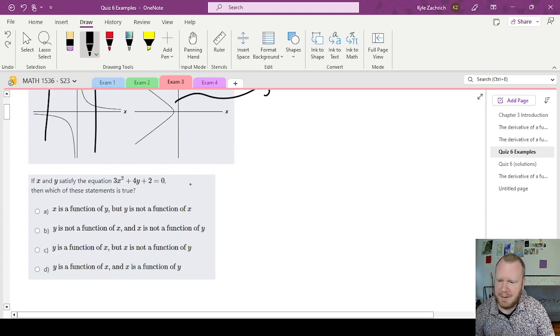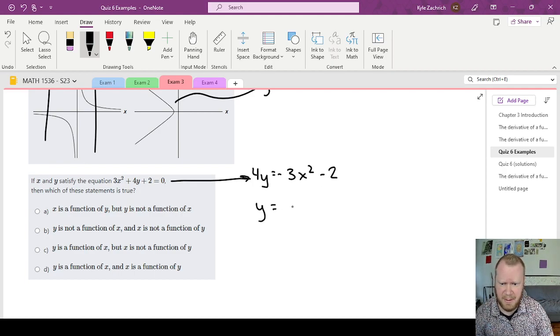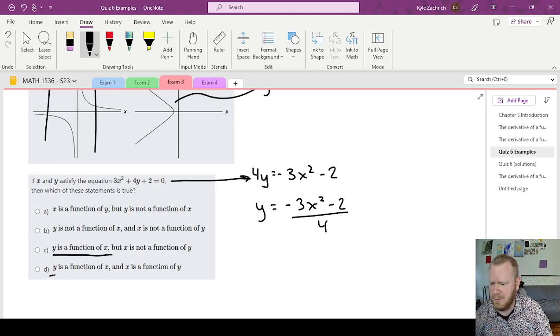Here, I can solve this equation. So we're trying to figure out if x is a function of y or y is a function of x. If I solve this equation for y, I'll start off here. So 4y is equal to negative 3x squared minus 2, that seems fine. And if I divide everything by 4, I've solved y as a function of x, so it's got to be one of these two, because y is a function of x.